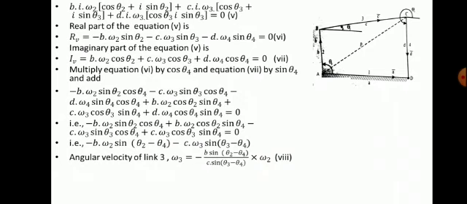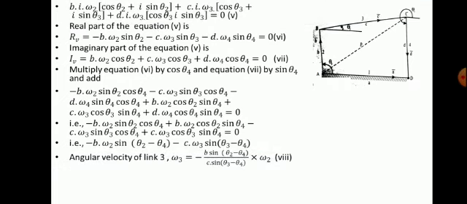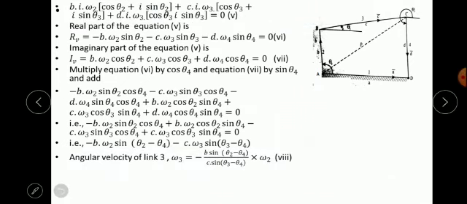Here you see that d i omega 4 into cos theta 4 plus i sin theta 4. You can see that this is equation number 5.